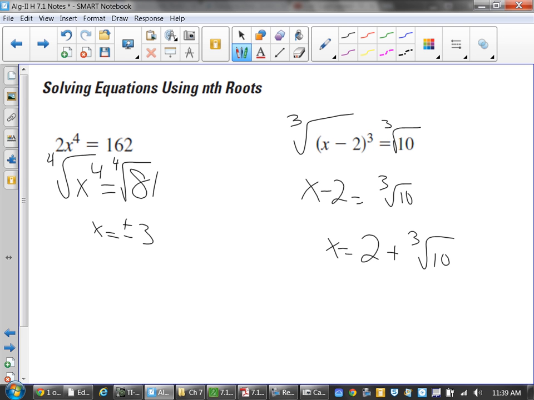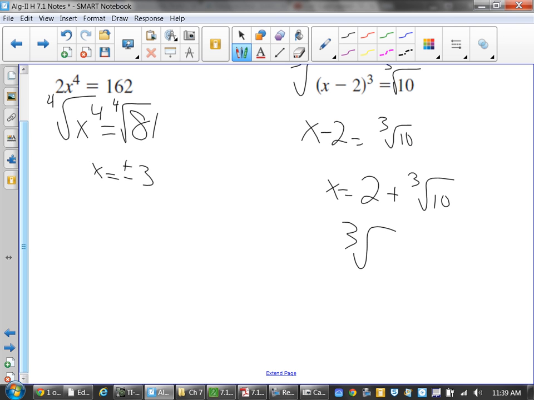A lot of times what will happen is if you write it as the cube root of 10 first, it looks like the 2 is underneath the radical. See what I'm saying? So that's why we usually put it in front. So this would be considered your exact answer. Now your approximate answer would just be putting it in your calculator and rounding to two decimal places.